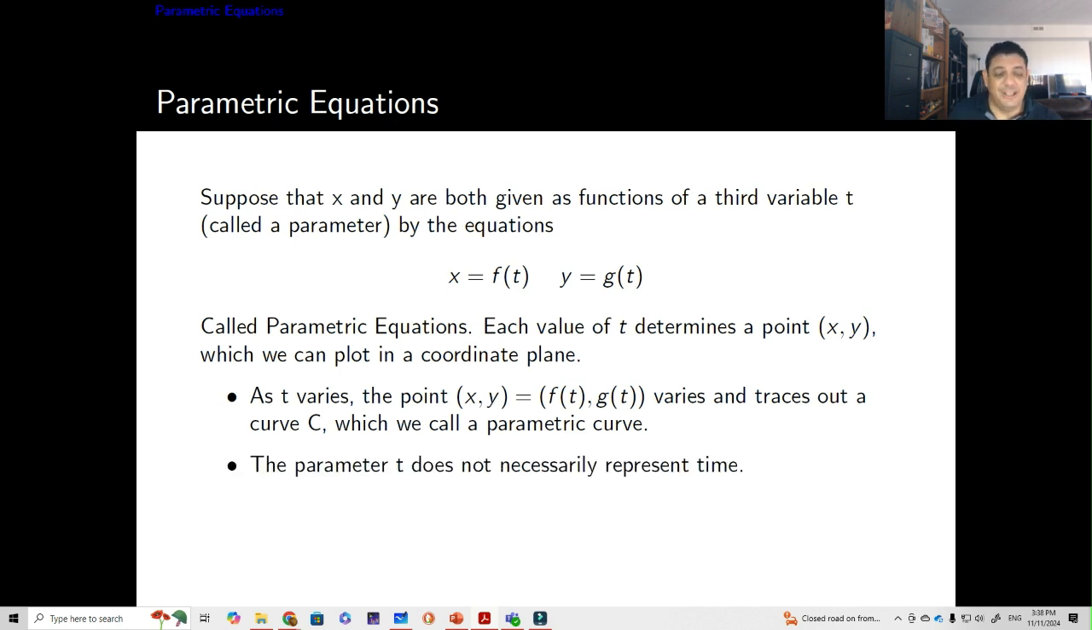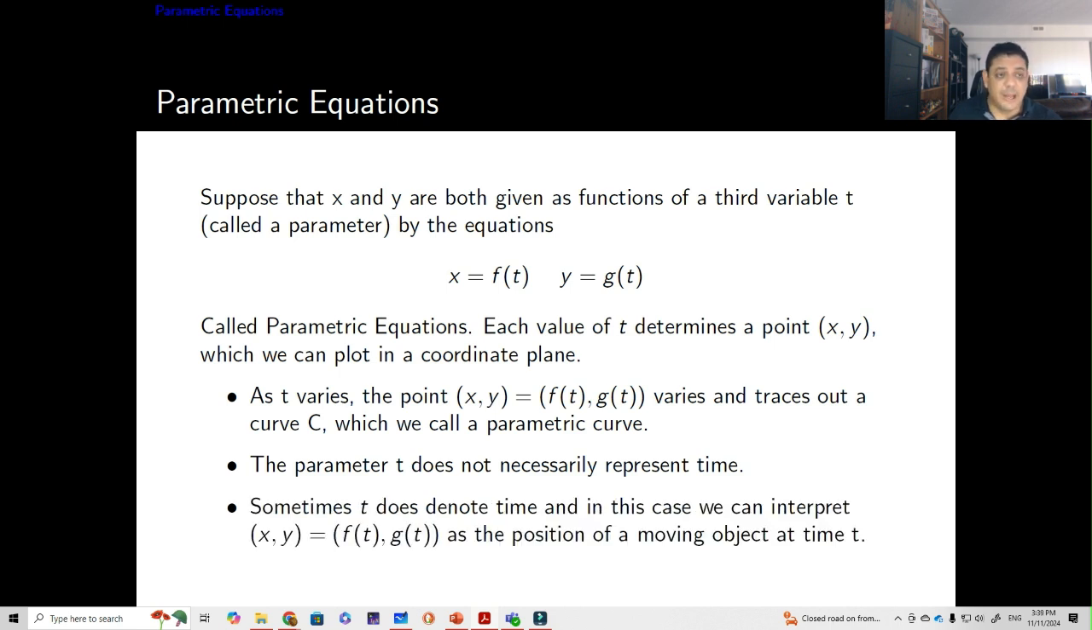But the parameter t is not necessarily going to represent time. Sometimes you can use theta, and it can represent angles, or you can use multiple letters that represent different things. Sometimes t will denote time, and in that case we can interpret the curve (x, y) equals (f of t, g of t) as the position of a moving object at that time.